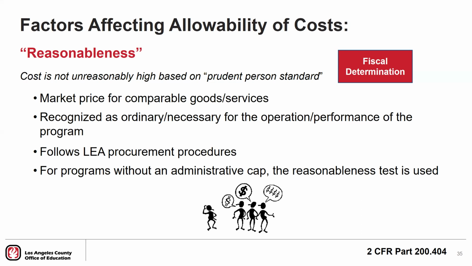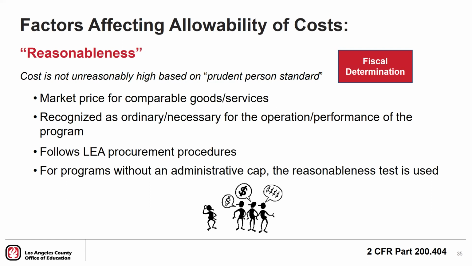The second question of reasonableness to consider is, is the item considered ordinary and necessary for the operation or performance of the program? In other words, is this a typical thing that you would see in a school or used in a school to perform the program objective? For example, is a mahogany desk really reasonable, and is it something that's ordinary and necessary? Or could you suffice with perhaps a more modest model or more modest desk?